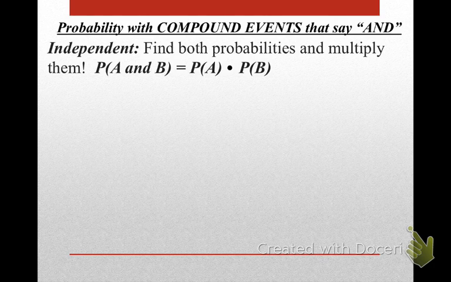Now go back to your vocabulary definitions and formula section, and under compound events that say and, if an event is independent, here is the formula that you use. To find the probability of A and B occurring, you multiply the probability of A times the probability of B.